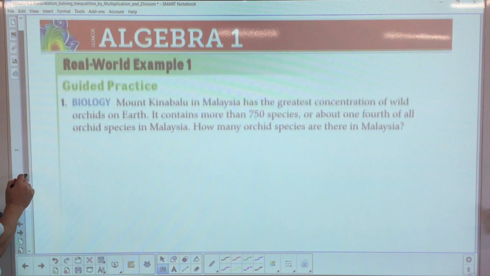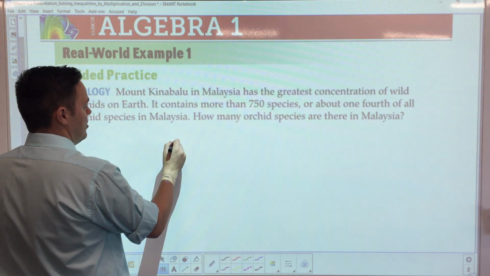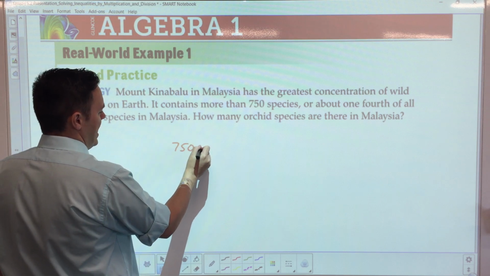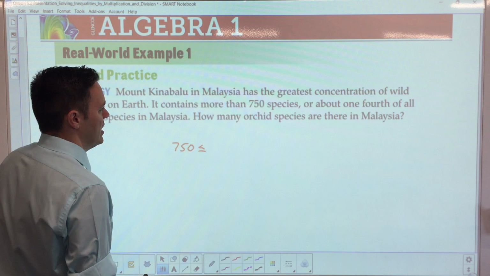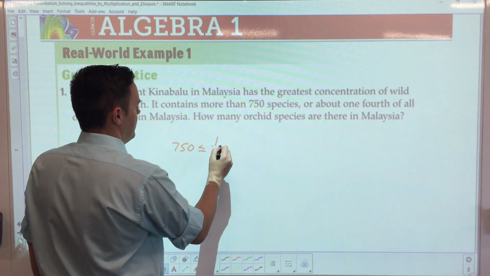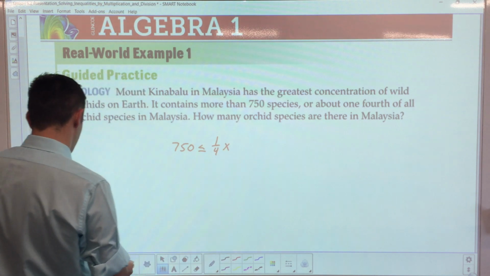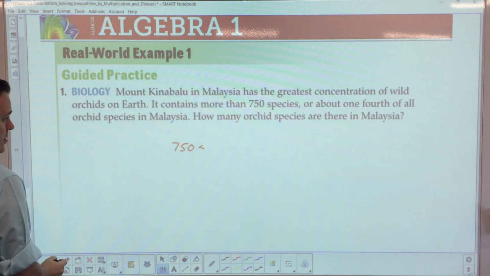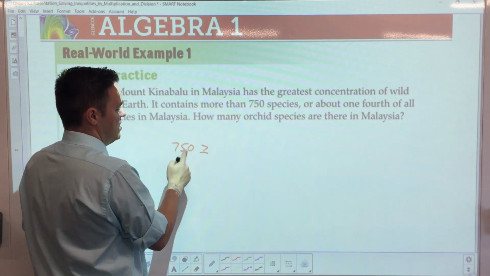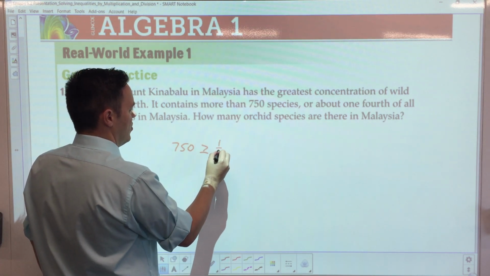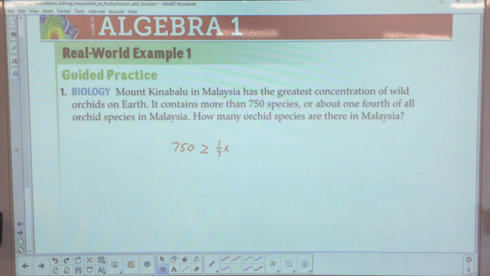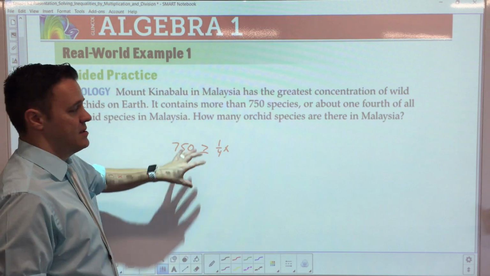All right, so on this particular equation, more than 750 species. If it contains more than that, it's going to be going, I believe, that way, is what we had talked about in class. 1/4 x, actually I wrote that the wrong way. More than is this way, because it would be more than this, okay? And 1/4 x, like that. Okay, so it contains more than 750 species, so it's not at least, it's more than.